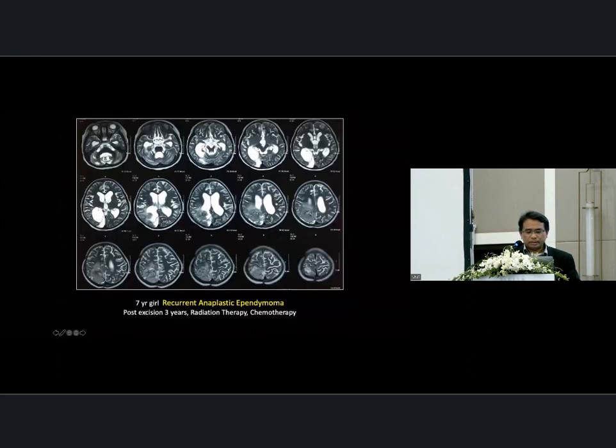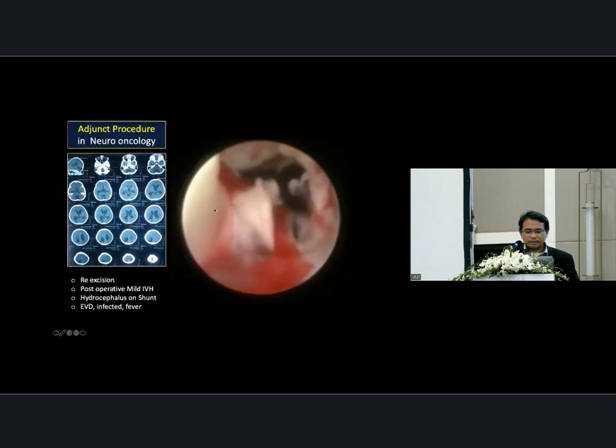So another example, a 7-year-old girl, recurrent anaplastic ependymoma. After excision, radiation therapy, chemotherapy, the patient came back with reduced consciousness. You can see the MRI, we suspect there could be a recurrent tumor. But the ventricle looks okay. So we decided to put in an endoscope just to see how we can improve the shunt survival.